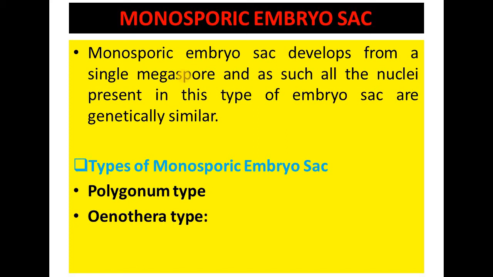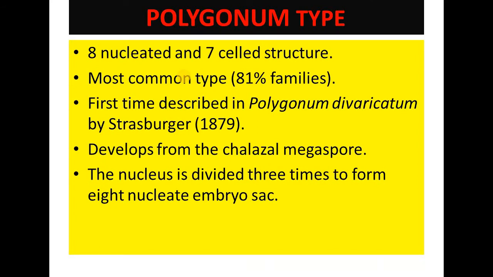In the polygonum type, you can say this is the normal type of embryo sac formation which you studied in the last lecture, the 8 nucleate and 7 celled structure that we have discussed. Mostly this type of embryo sac is present in plants. 81% of plant families have such kind of embryo sac. This type of embryo sac was first described by Strasburger in the polygonum plant. That's why it is famous as the polygonum type of embryo sac.